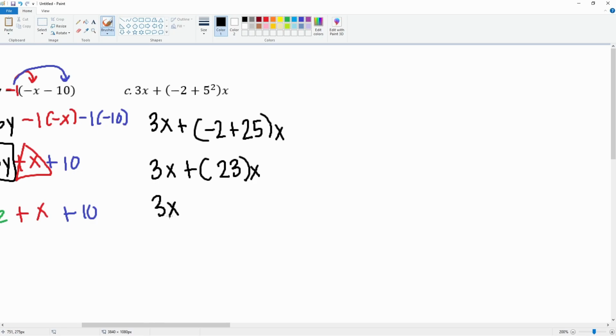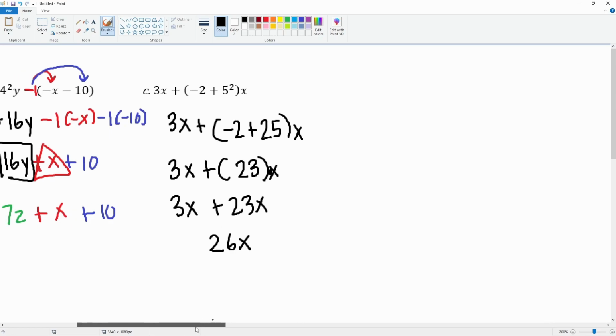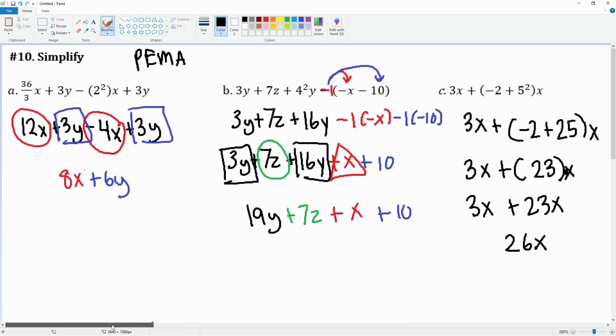So we have 3x plus 23x, okay? 3x plus 23x, this becomes 26x. Okay, here, this part when you're wondering, Mr. S, why can the parentheses disappear? Because this is multiplication. 23 times x becomes 23x. Okay, that's why the parentheses disappears. All right, there you go. That is how you simplify.